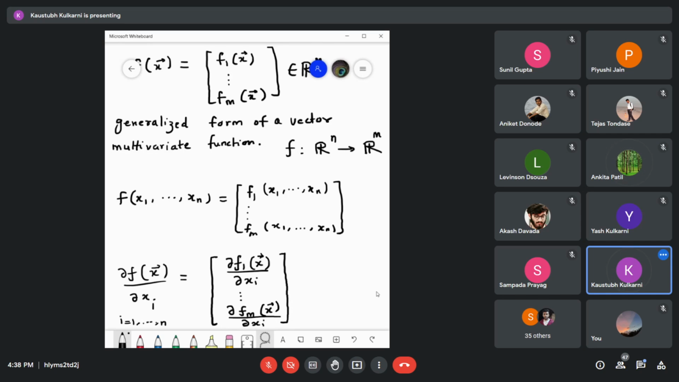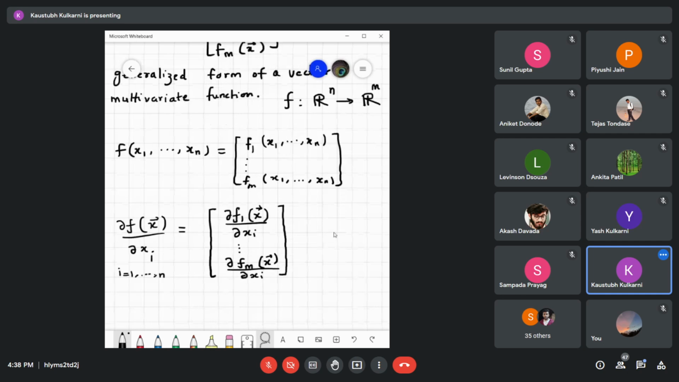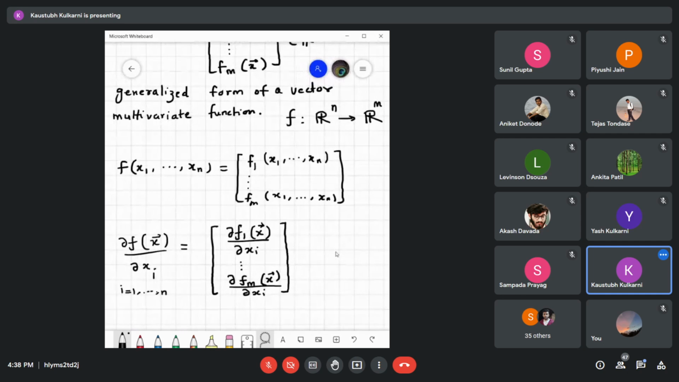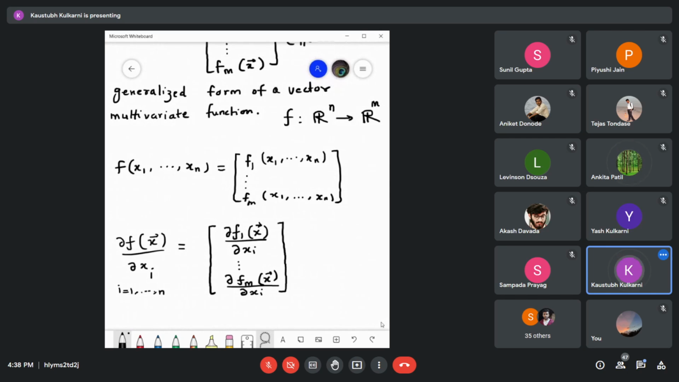Now this is nothing but the partial derivatives of a vector multivariate function.